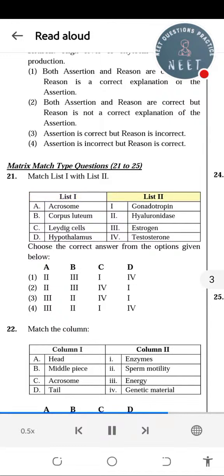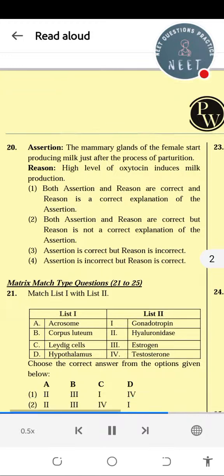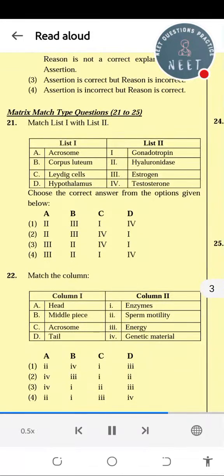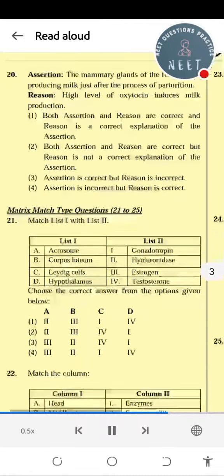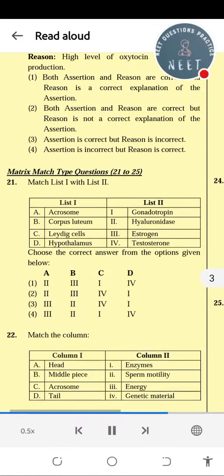List 1, List 2. A. Acrosome, 1. Gonadotropin. B. Corpus luteum, 2. Hyaluronidase. C. Leydig cells, 3. Estrogen. D. Hypothalamus, 4. Testosterone. Choose the correct answer from the options given below. A, B, C, D. Option 1: 1, 2, 3, 4. Option 2: 2, 2, 3, 4. Option 3: 3, 3, 2, 4. Option 4: 4, 3, 2, 1.